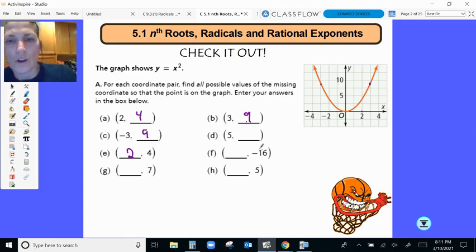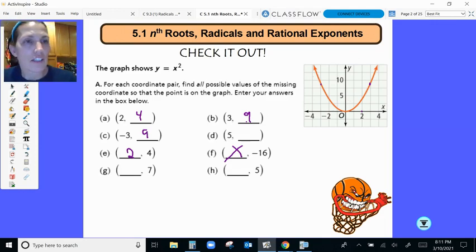Also, what about negative 16? Well, notice there's no value for y that's negative 16. That would be down here, right? And so there's no square root for a negative number, for negative 16, because notice all my values of y are in the positive quadrants. So there's no square root of negative 16.